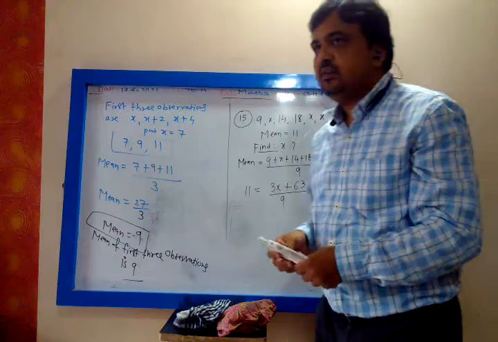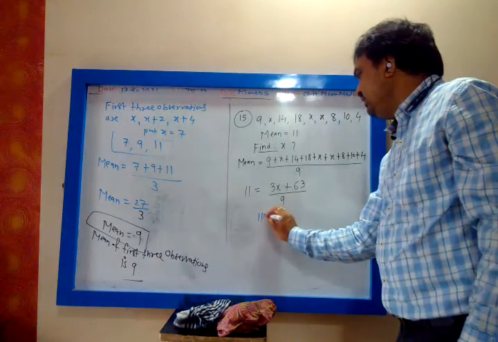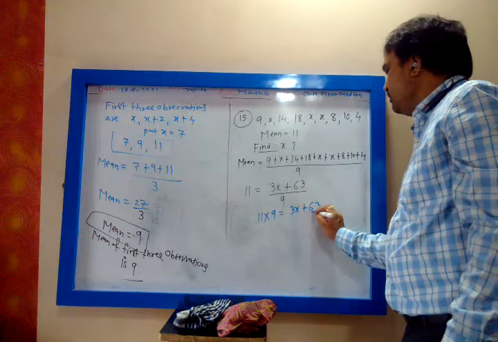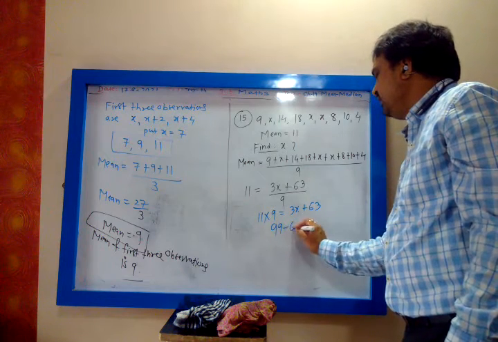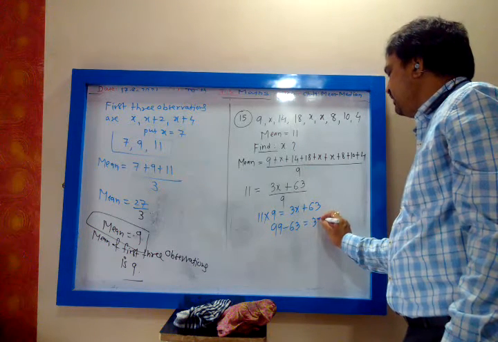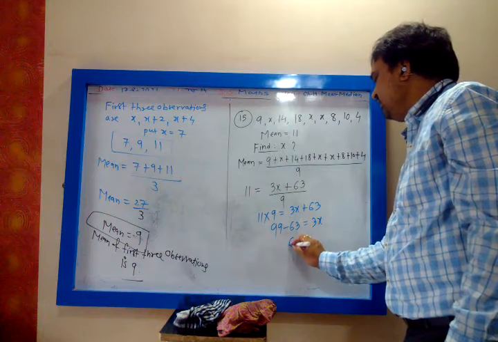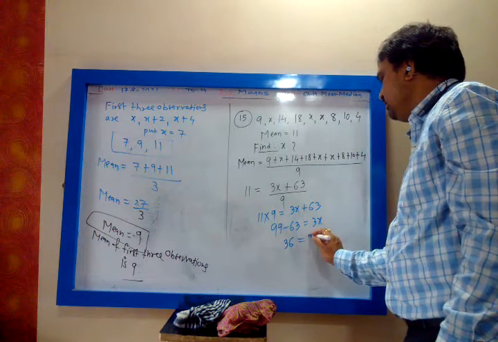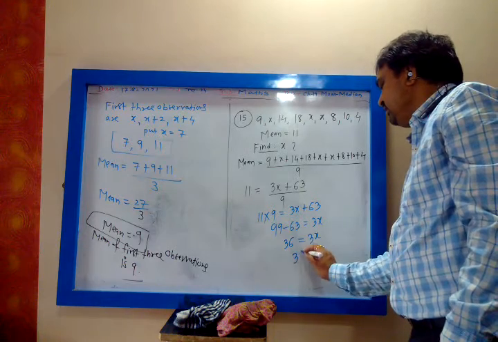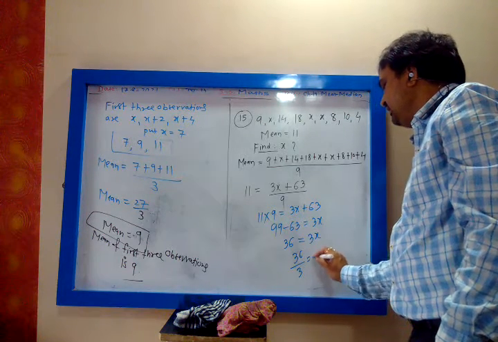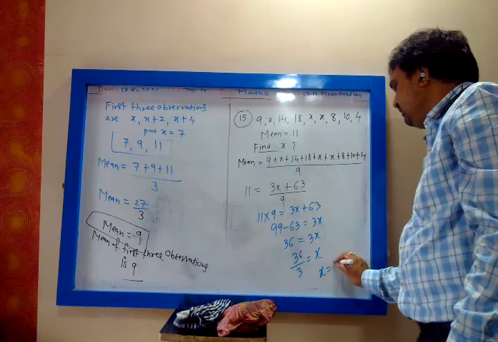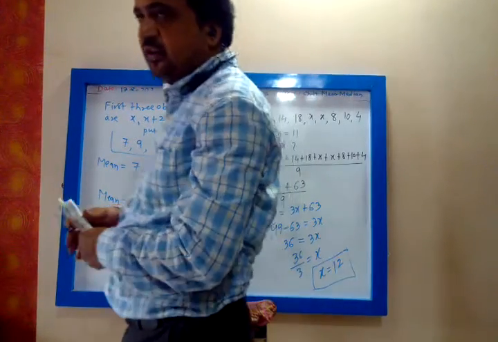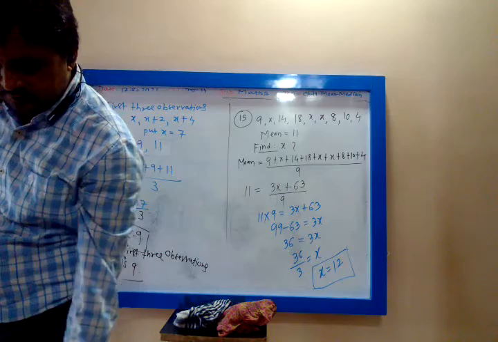Yes, it will get cross multiplied. 11 into 9 is equal to 3x plus 63. So 99 minus 63 is equal to 3x. 9 minus 3 is 6, so 36. 36 is equal to 3x. 36 divided by 3 is x. So finally the value of x is 12.